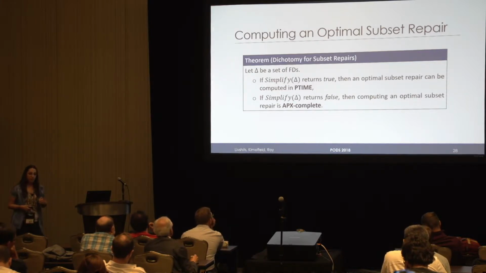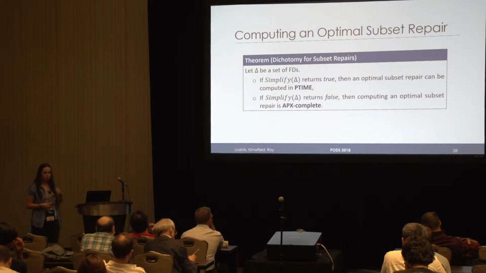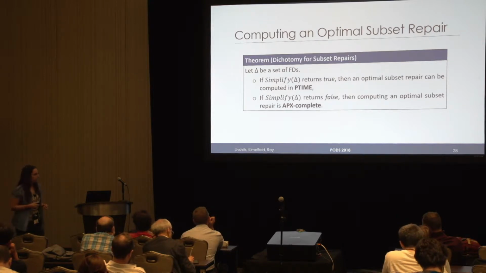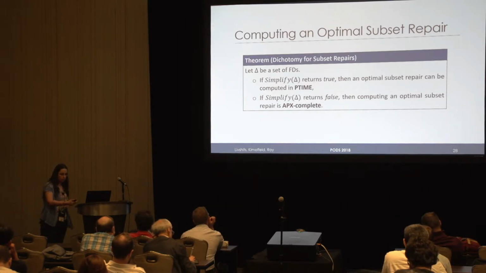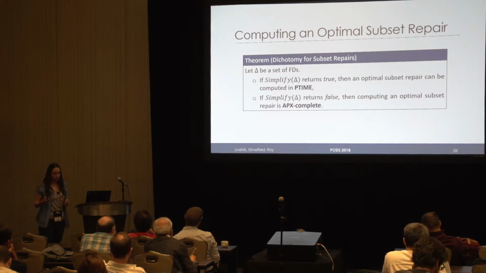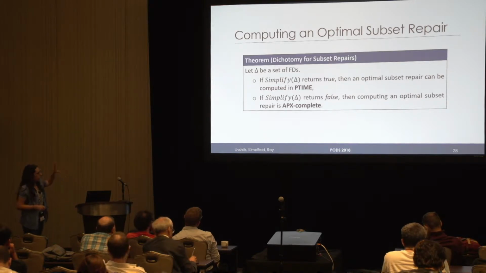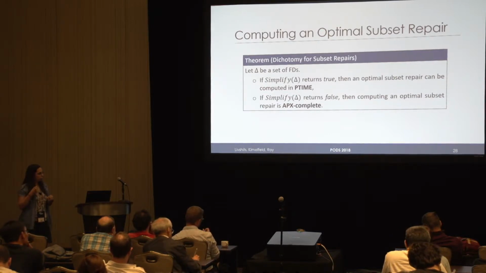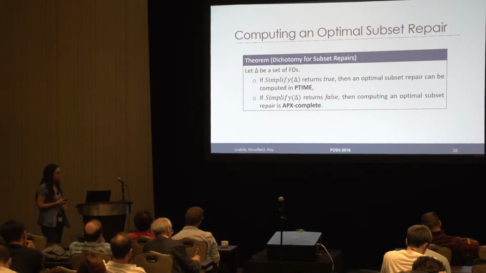But if simplify on delta returns false, then the problem is not only NP-hard, but it's also APX complete. Okay, which means that we do have a constant ratio approximation for the problem, but we cannot do better than some constant. And I will later show you an application of this result where this is actually significant. Okay. So this result is on the problem of computing an optimal subset repair, but interestingly, it has applications on seemingly unrelated problems. Okay, and I will talk about these problems now.